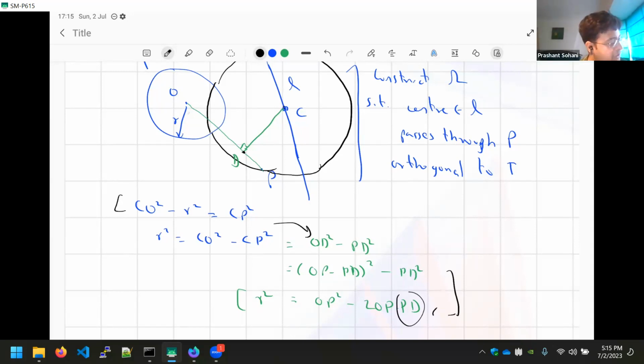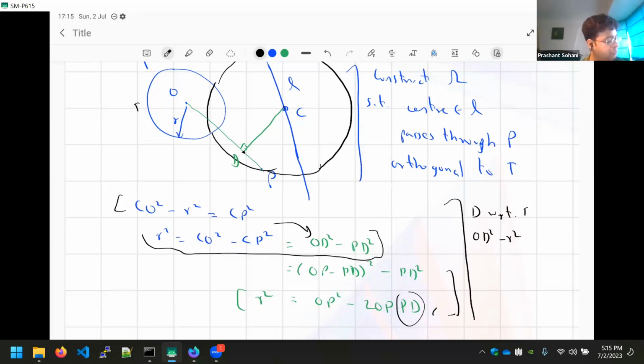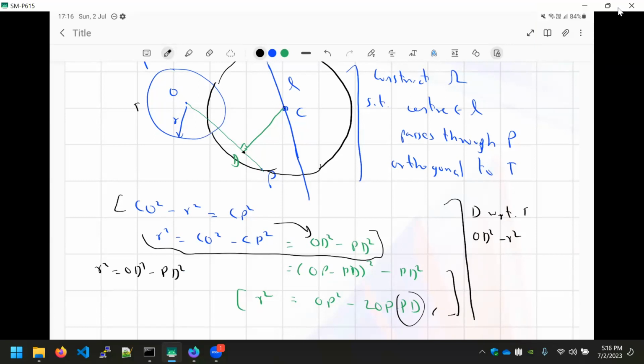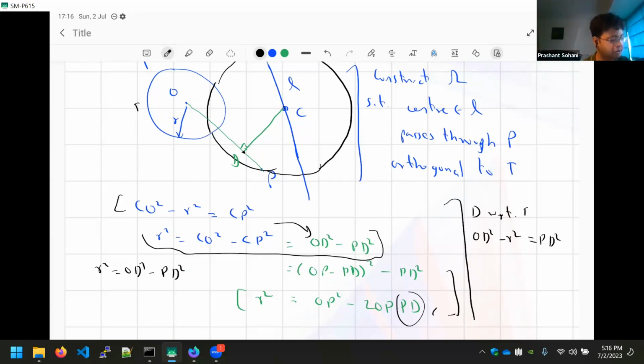So tell me, what is the power of the point D with respect to the given circle? If I call that given circle gamma, it will be OD square minus R square, correct? And if you look at this part, when we computed, R square is equal to OD square minus PD square. So how much is this OD square minus R square also equal to? So the power of point D with respect to the given circle will be PD square, correct? But what is PD square?